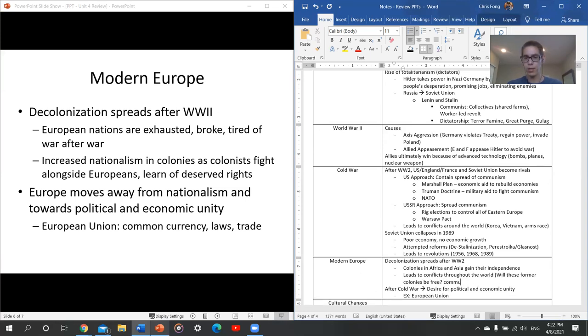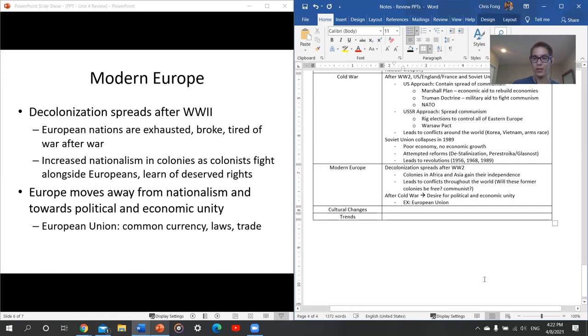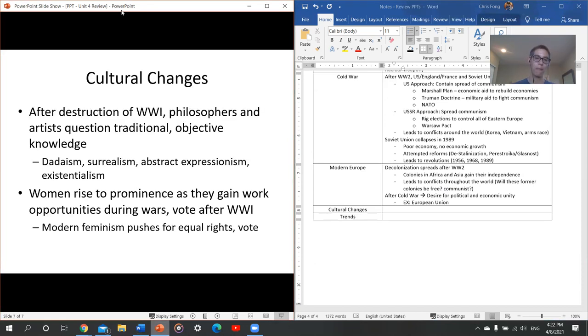Will they be communist? Will they ally with the US or with the Soviet Union? And so all those wars we saw in Korea and Vietnam were because of decolonization. So that's going to change the map, not just of Europe, but of the world.